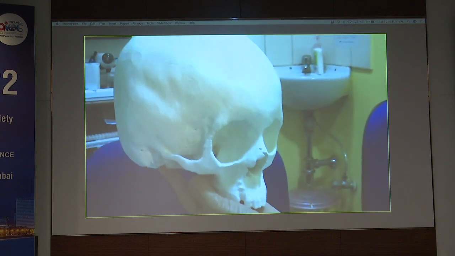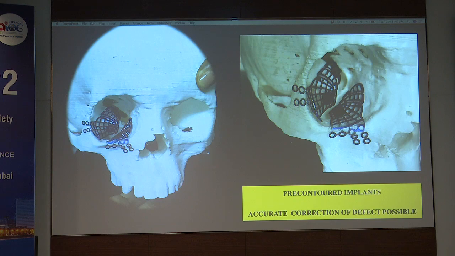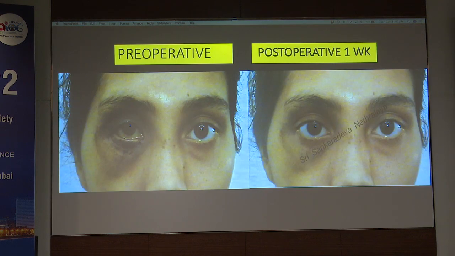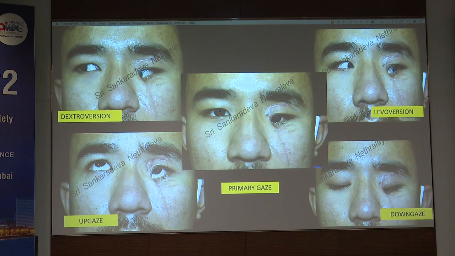I think I'll just finish it. I can take. And here you can see, this is another girl having a very major fracture.